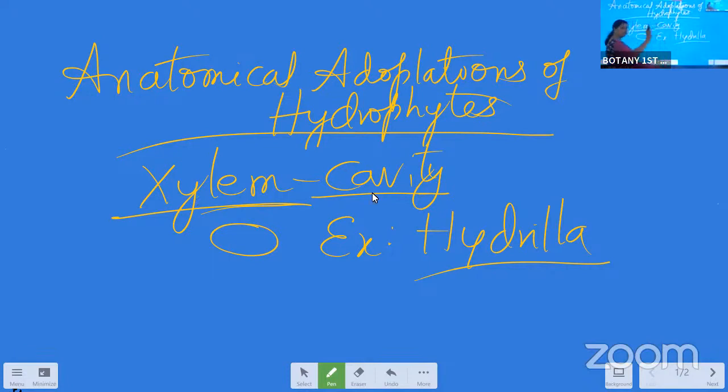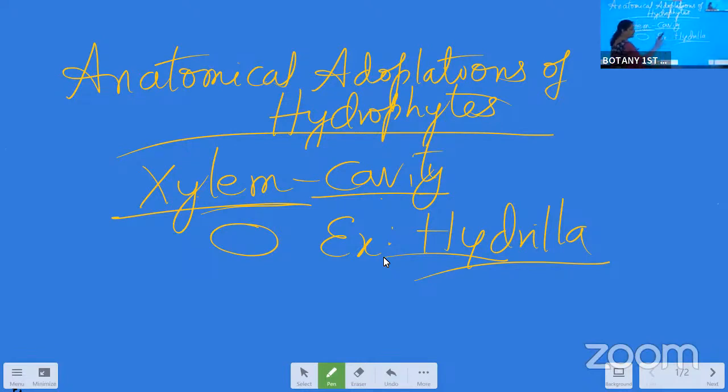What you have to write in the 2 marks question for the same one? Why xylem shows cavity in the hydrophytes? Because the plant is growing in abundant water medium and always present in the water. No need of developing this xylem tissue. So it shows a cavity in the plant body. Example, Hydrilla. All the plants except amphibious plants, except amphibious plants, xylem shows cavity.